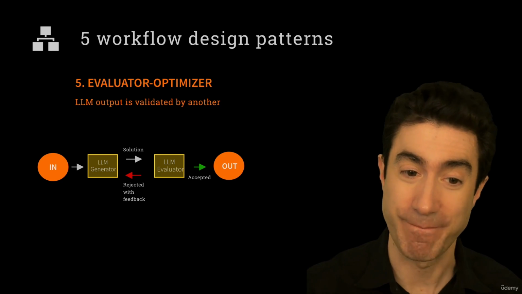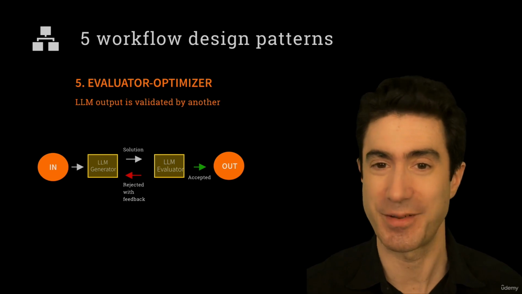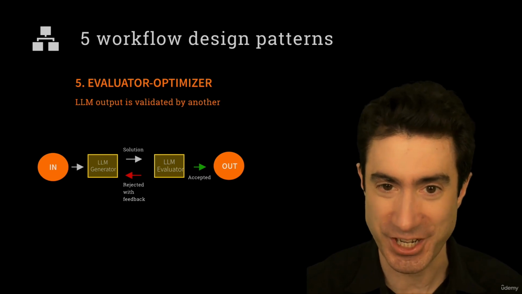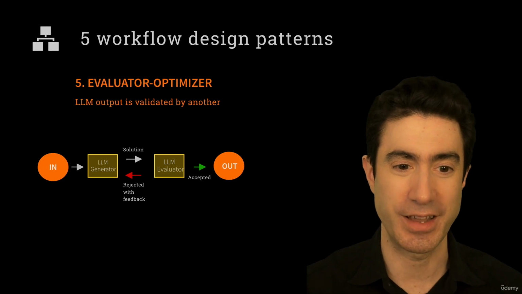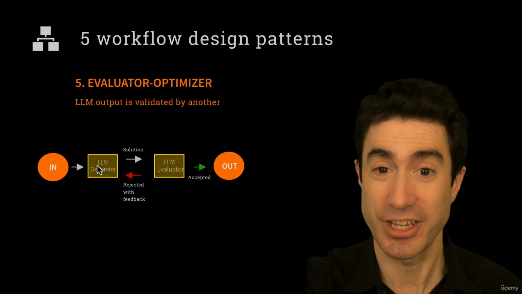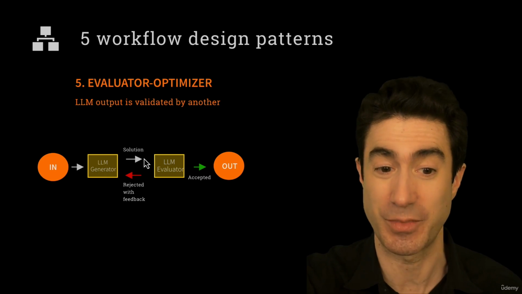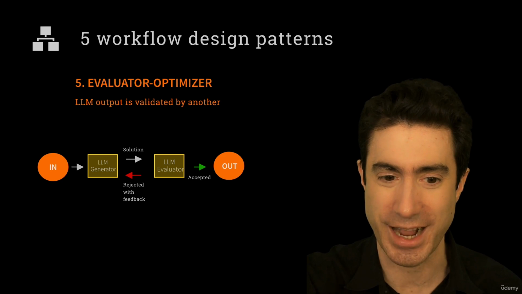And it's called an evaluator optimizer by Anthropic. I tend to call them just evaluators or validation agents. You hear that a lot. But the idea is very simple. You have an LLM that's doing your job. Let's call it the LLM generator. It's doing something and it comes up with a solution, shown in this white arrow here.